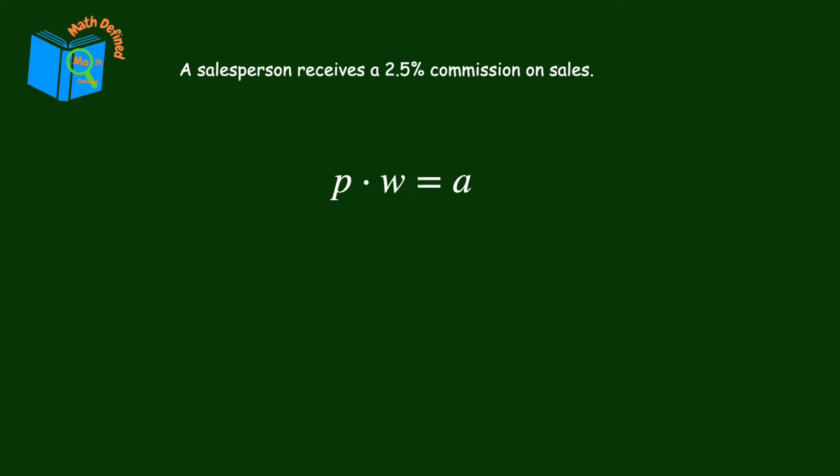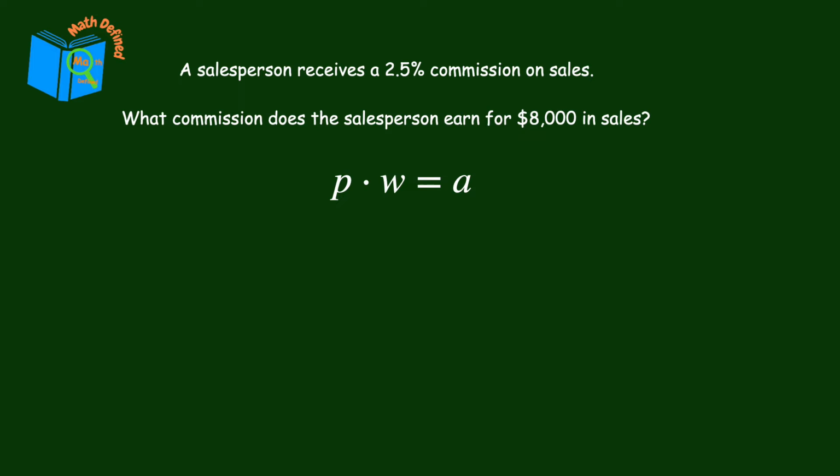A salesperson receives a 2.5% commission on sales. What commission does a salesperson earn for $8,000 in sales? First, let's diagram the problem clearly. 2.5 is the percent. The whole, or W, is the total amount of sales, $8,000. We're looking for how much commission the salesperson earned. This is the part.